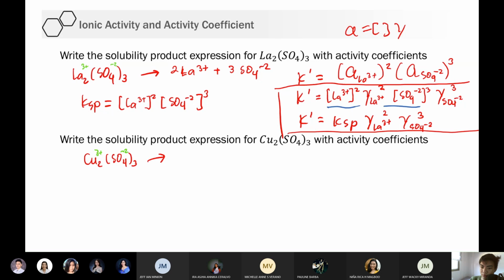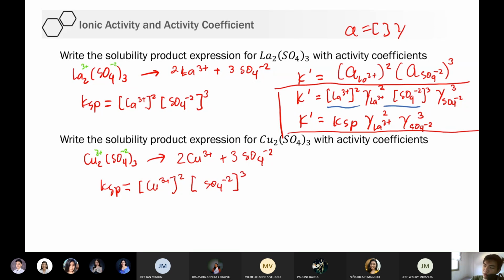That's important when you solve for the ionic strength, right? It includes the charge squared. So let's write the dissociation of this salt into ions. We will get 2 moles of copper 3 plus and 3 moles of sulfate ions. We write the KSP for this equation, the typical K expression in terms of concentration. So we will get copper 3 plus squared and sulfate ion cubed.